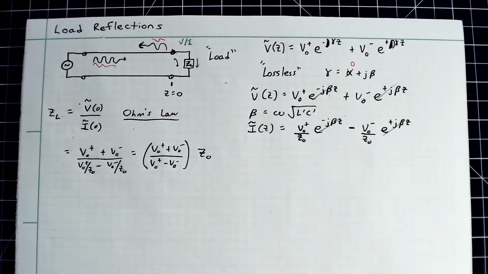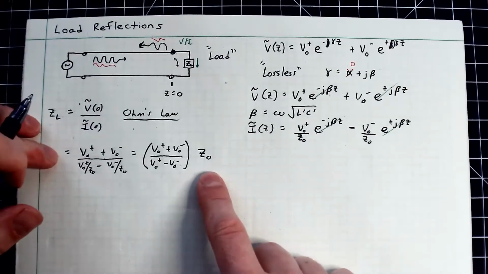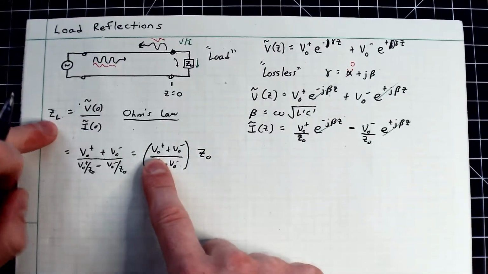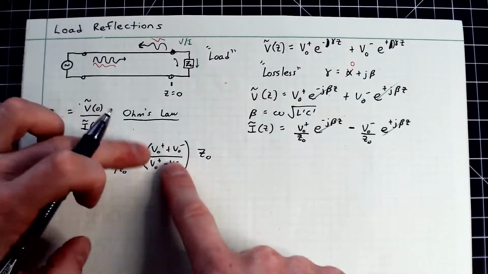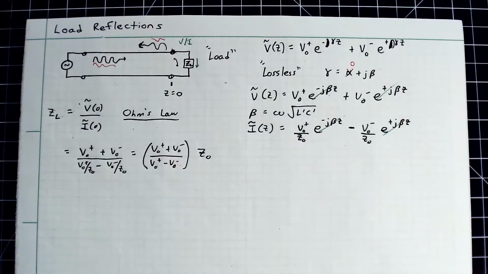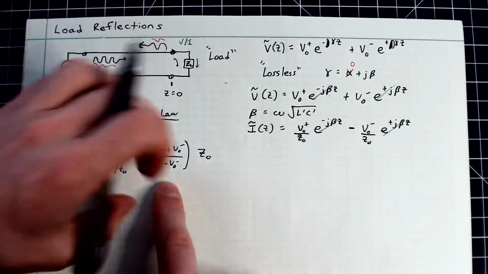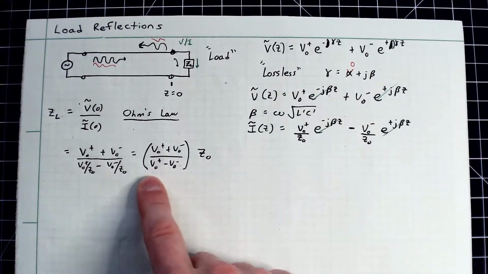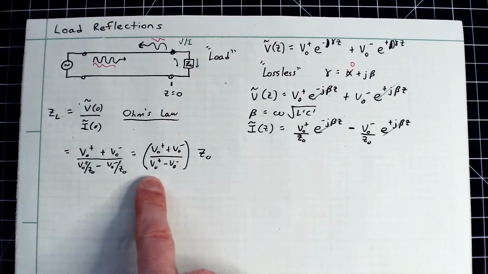Okay, so now what? Well, all we've got to do is think about this for a second. I know that I have a load impedance, I have a characteristic impedance, and I have some incident and reflected waves that are buried into this term here. So what I want to do is rearrange my terms a little and calculate my reflected wave in terms of the incident wave here.